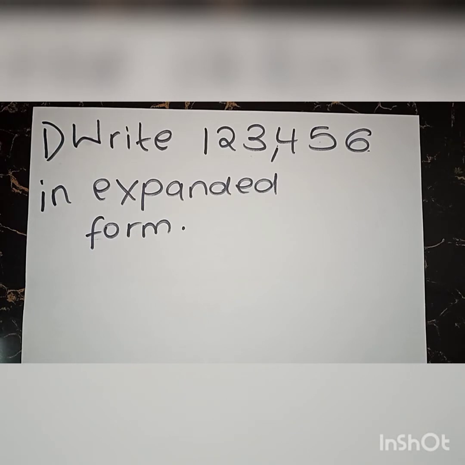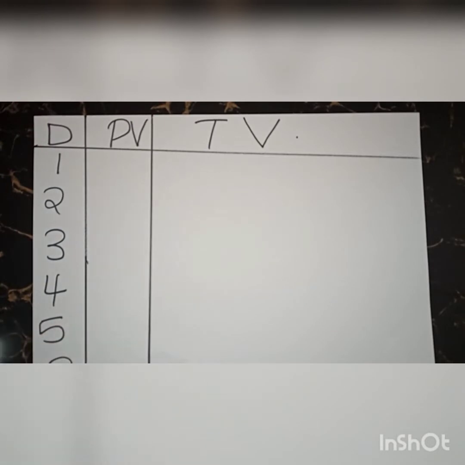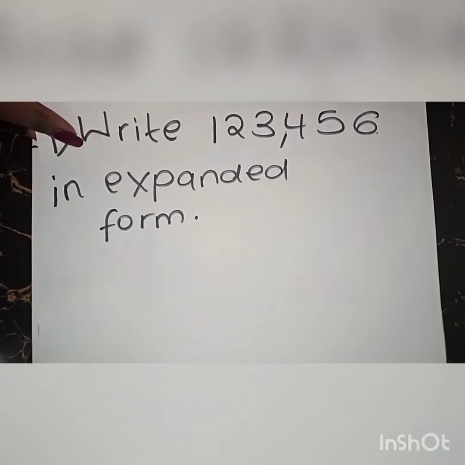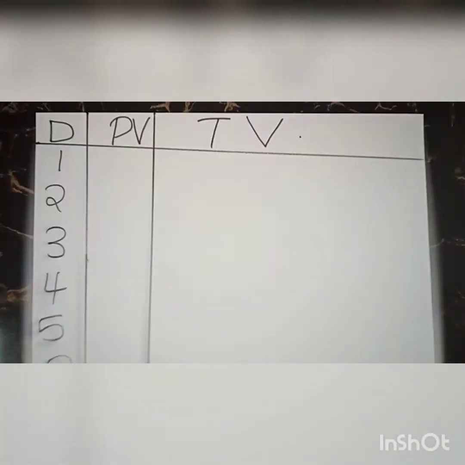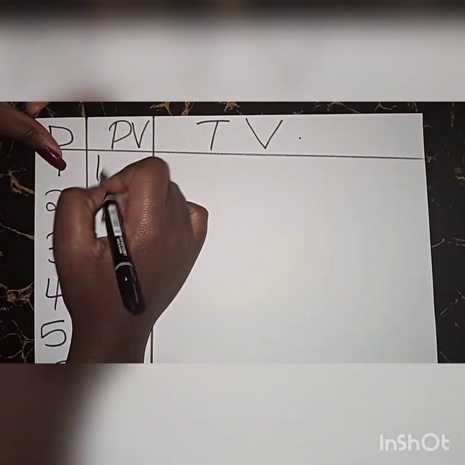So we can draw a table like the one we drew last time. We can draw a table that has 3 columns. The first column will be the digits, the second column will be the place value, and the third column will show how the total value is derived. Okay? So let's start answering the question. What is the place value of 1 in this number? The place value is 1, tens, hundreds, thousands, 10,000, 100,000. Okay, so the place value will be 100,000.